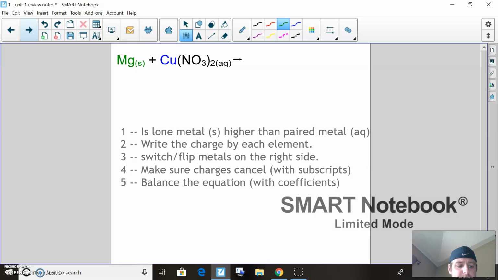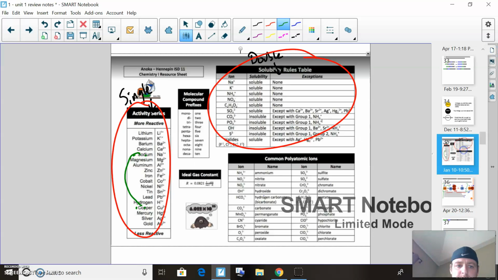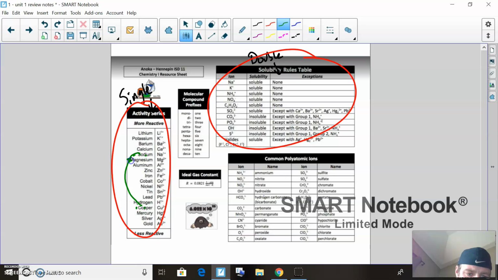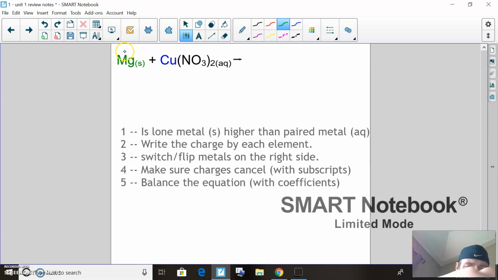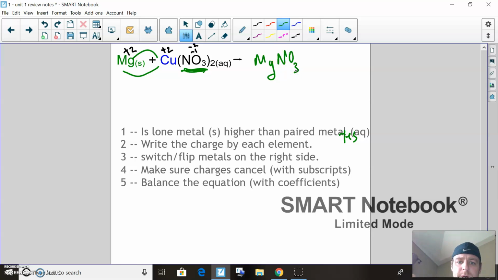Is magnesium higher than copper? Well, magnesium, the solid, is higher than copper. It will switch. So the answer to that one is yes. I'm going to write the charges by each element. This is +2 because each nitrate is -1, so that's -2 overall. I'm going to switch the positives. Mg, and then remember, just bring one, and that's a polyatomic, so it's a package, one NO3, plus Cu.